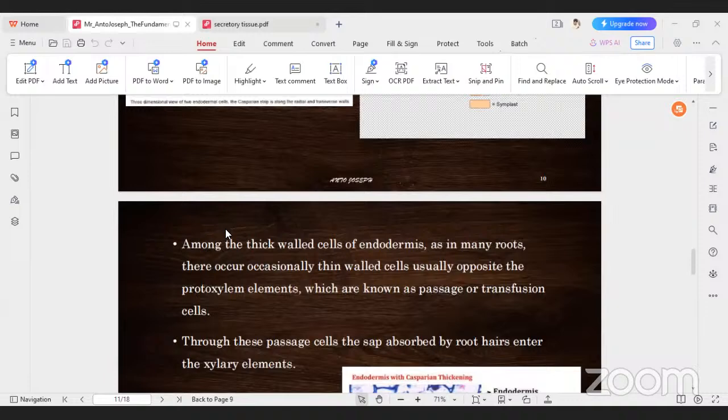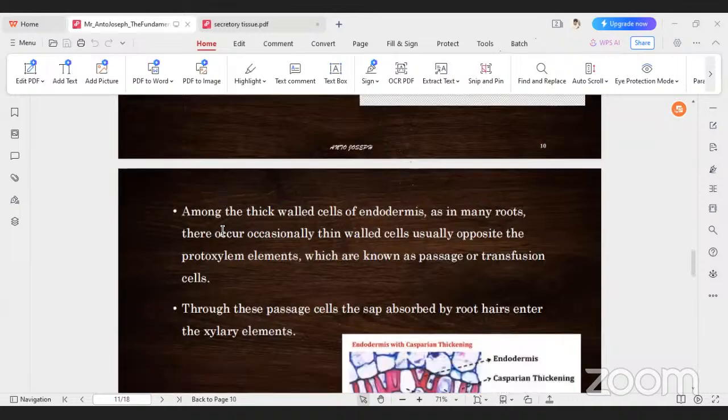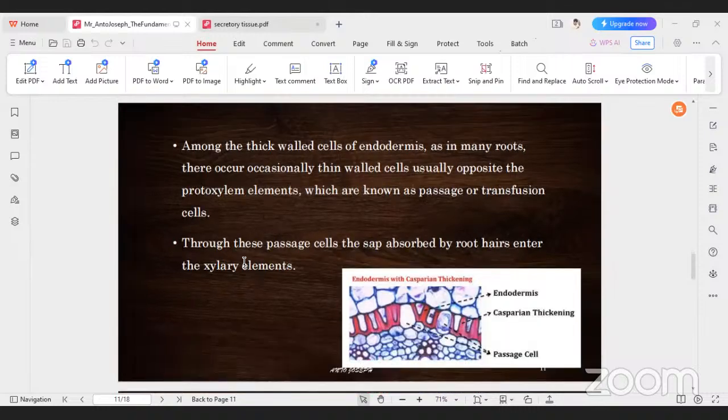Among the thick-walled and thin-walled endodermis, in many roots, thin-walled cells occur occasionally opposite to the protoxylem. These are called transfusion cells or passage cells. Through the passage cells, the sap absorbed by root hairs enters the xylem elements.